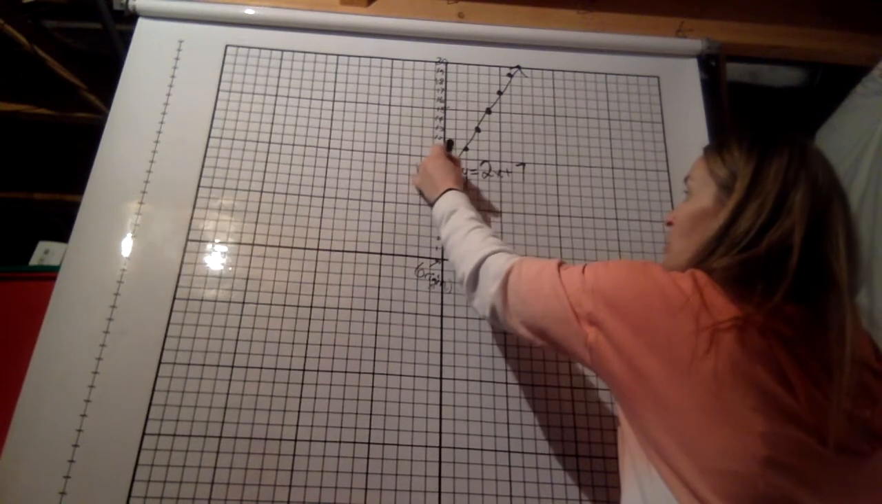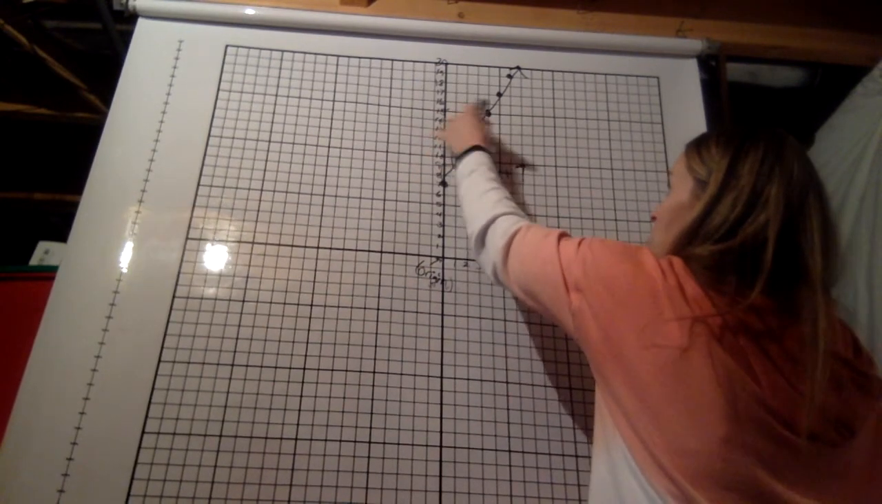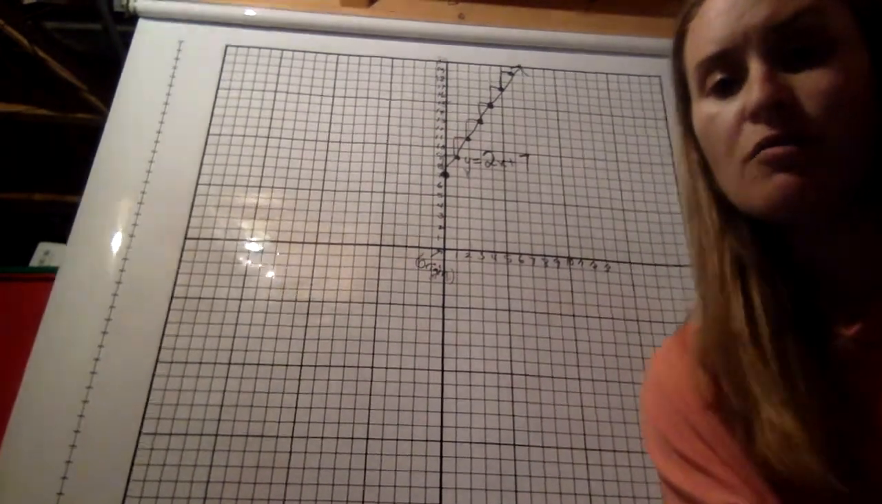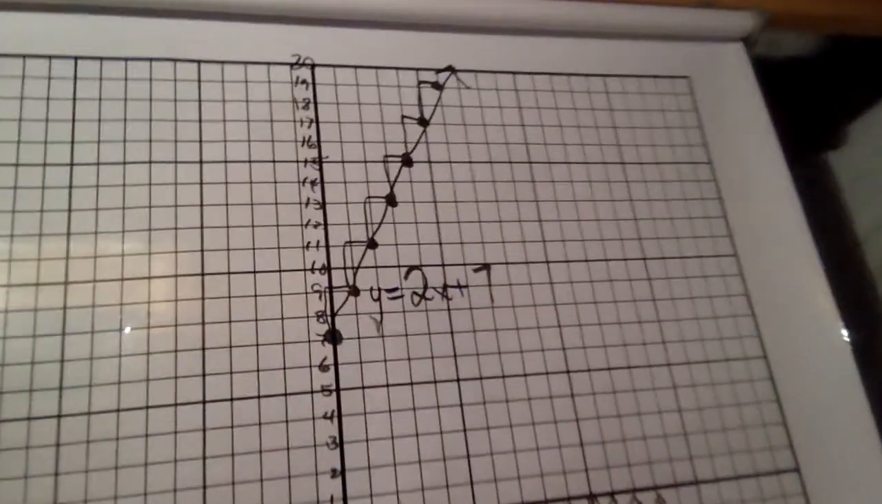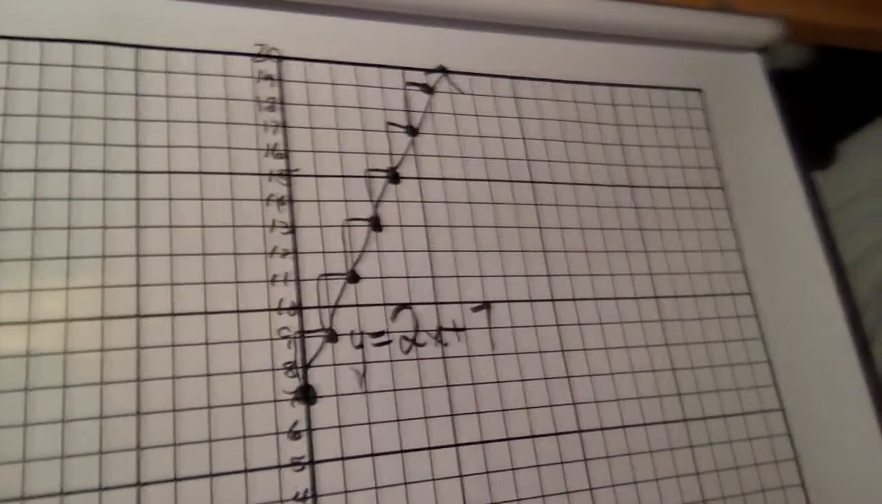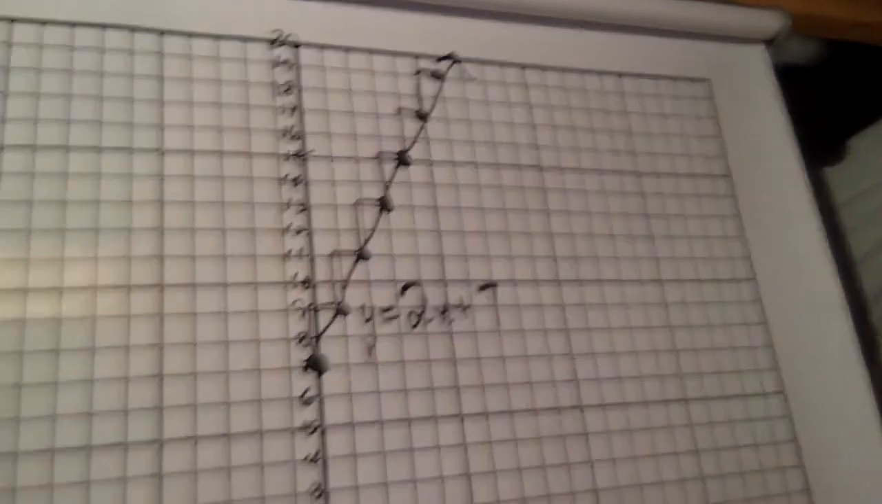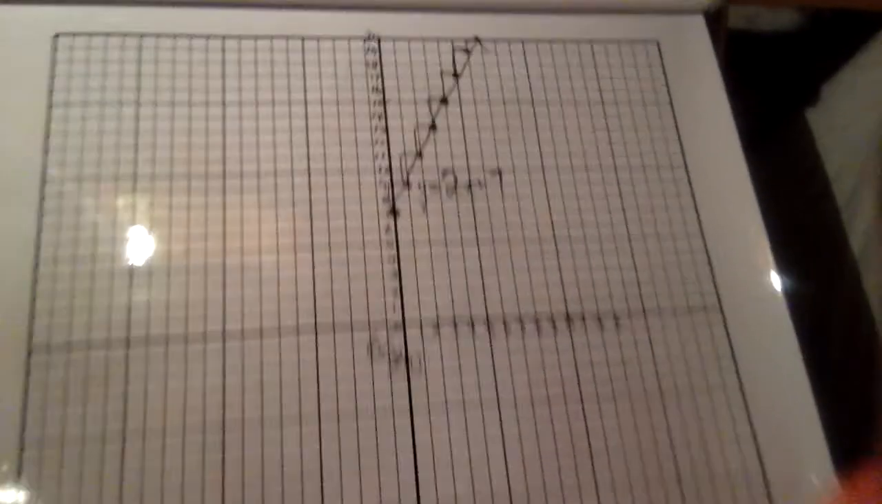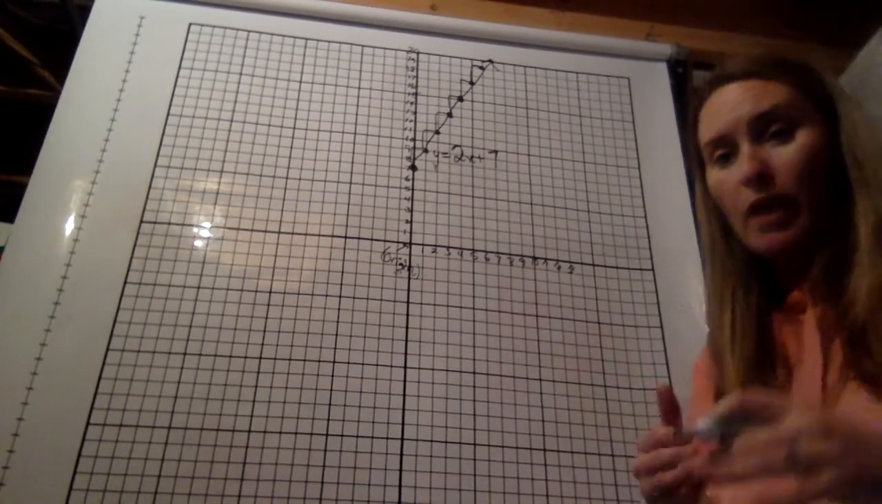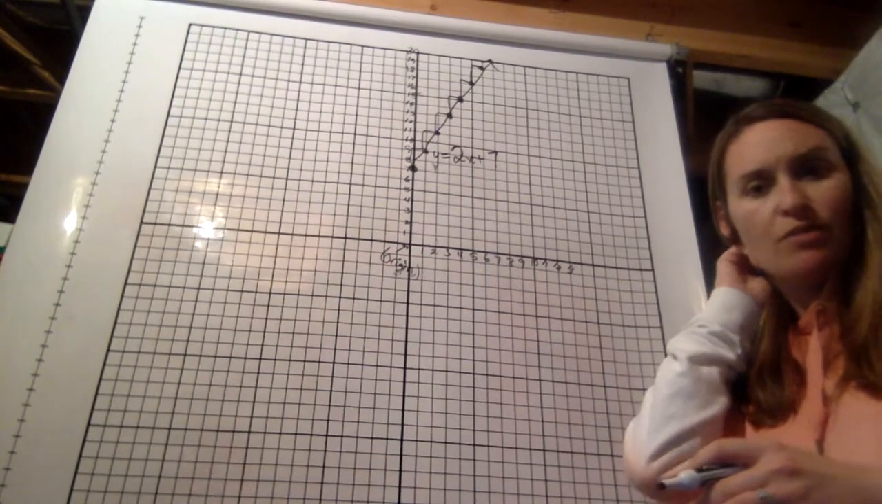I'm going up 2 and over 1, up 2 and over 1, up 2 and over 1. And there's that nice staircase design. I kind of did it messy so you'd be able to see it when I move the laptop up here. You can see that slope of rising 2 and running 1 to the right. Okay? So I'm just going to put one more equation on here and talk about slope and y-intercept, because I know some kids were still kind of confused about that too.